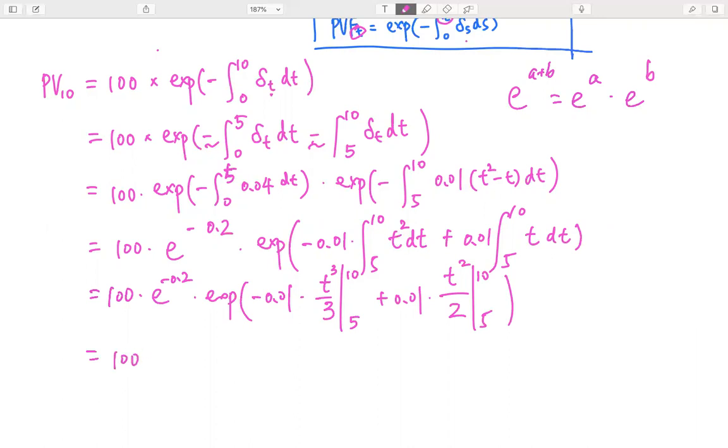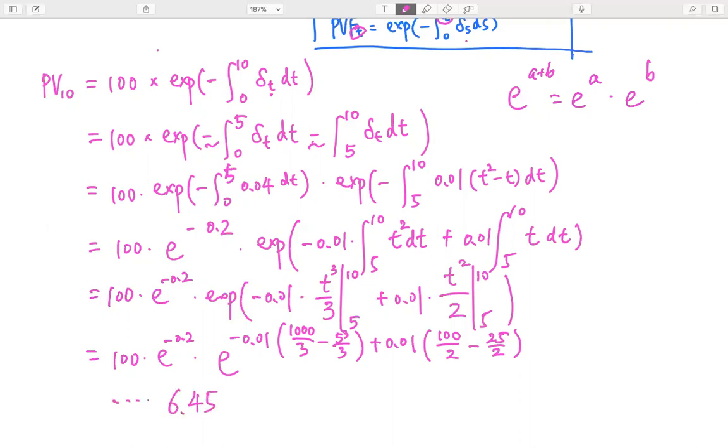I think at this step, you should be able to complete it. So it's 1,000 over 3, minus 125 over 3, or 5 cubed over 3, plus 0.01 times, 100 divided by 2, so it's 50, minus 25 over 2. So you should be able to get the answer. The final result is about 6.45. I will end here.